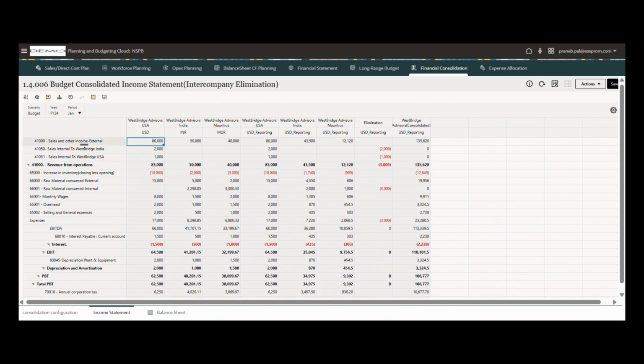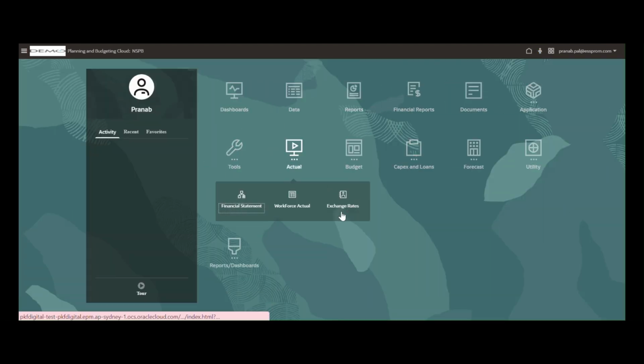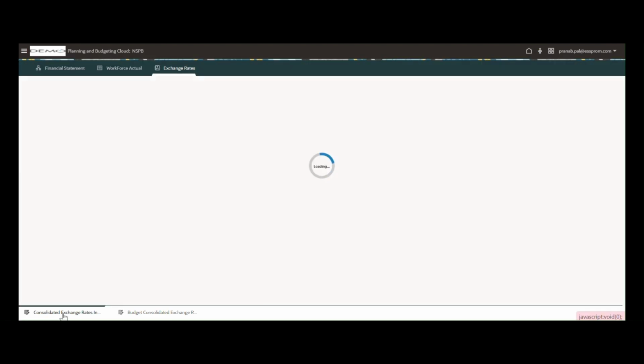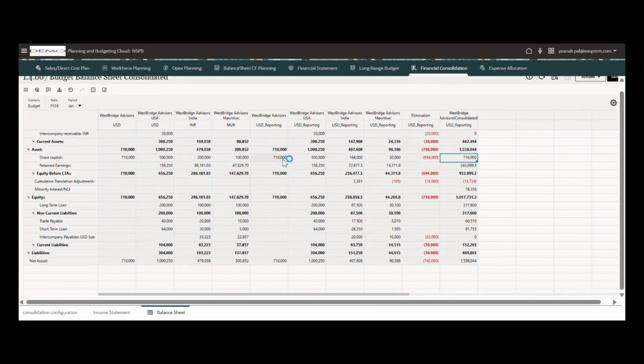This is how we carry out balance sheet consolidations in NSPB. This is done to present the financial position and results of the entire corporate group as though it were a single entity. The consolidated balance sheet includes the assets, liabilities, and equity of both the parent company and its subsidiaries, but eliminates intercompany transactions and balances to avoid double counting.